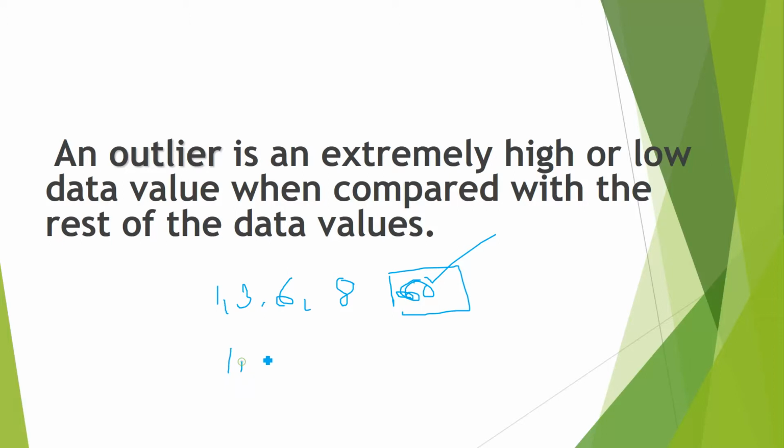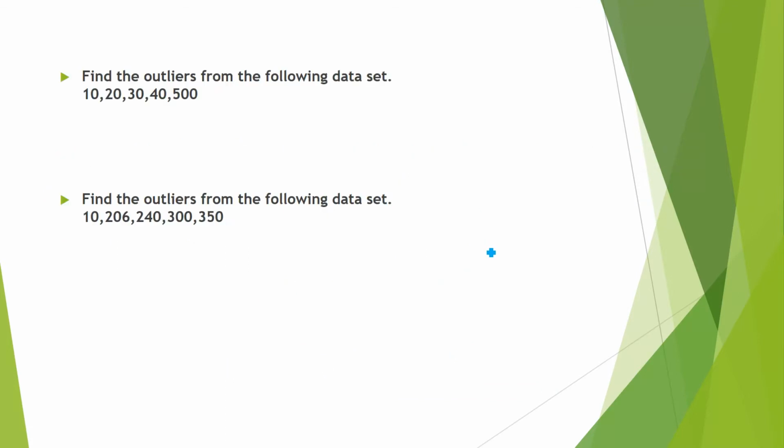Now suppose we have 1, 10, 20, 30. We will say 10, 20, 30, these are fine. But 1 is a low data value. So this is the outlier. So the same definition I have written here: an outlier is an extremely high or low data value when compared with the rest of the data values.